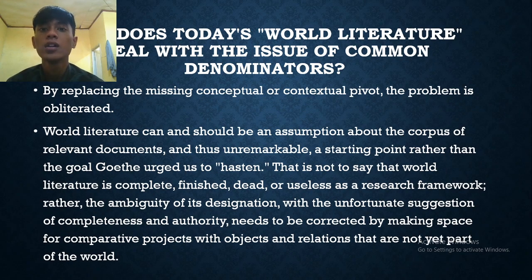So how does today's world literature deal with the issue of common denominators? The first way is by replacing the missing conceptual or contextual pivots. The problem is obliterated. The second is that what literature can and should be becomes an assumption about the corpus of the relevant documents, and thus unremarkable. The starting point rather than the goal, both urge us to hasten.